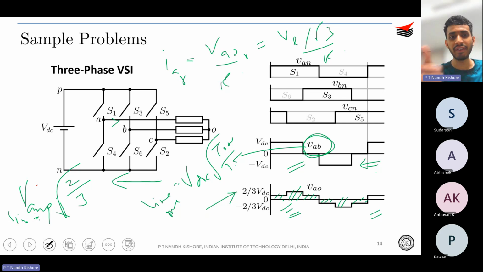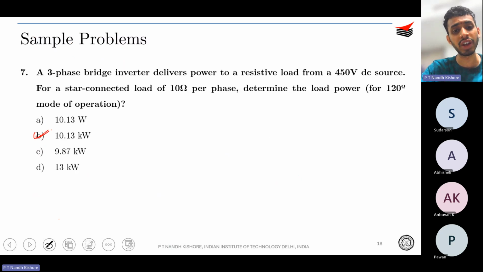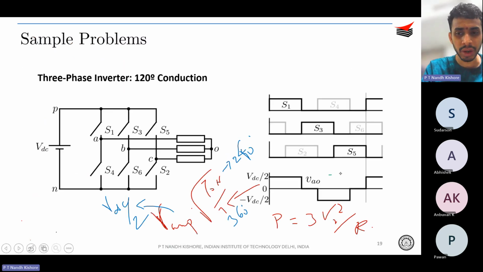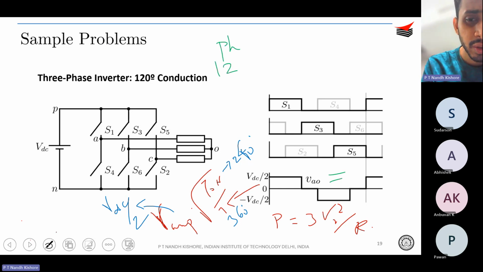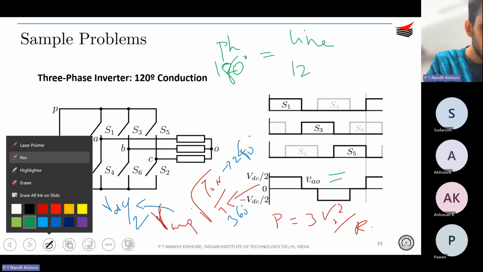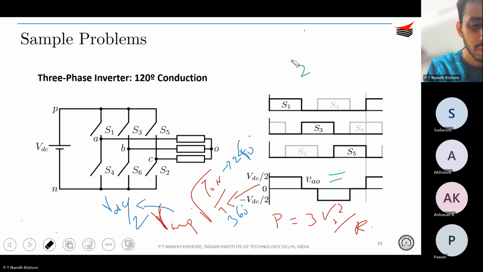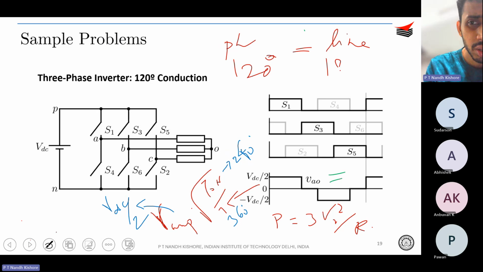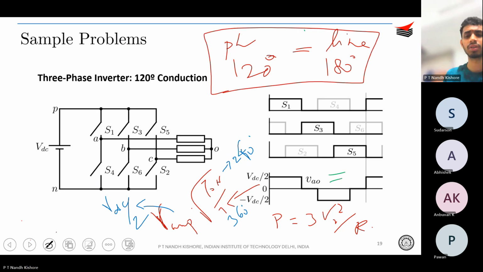Or you can keep it as a rule of thumb that the line of your 180-degree case is equal to the phase of your 120-degree case. Let me write: the phase of your 120 degrees is equal to the line of 180 degrees. I mean not exactly equal, it is just the wave shape.